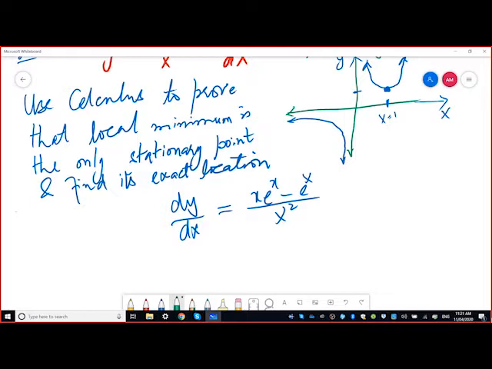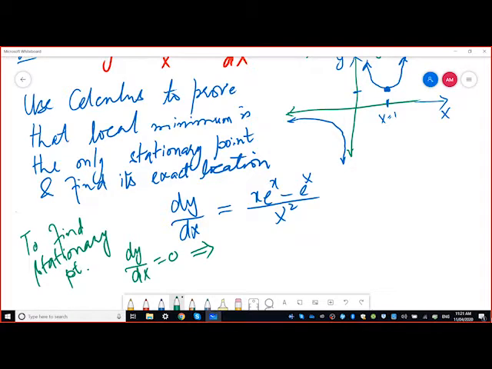So what you said was you will put dy/dx equal to 0, because for a stationary point we put dy/dx equal to 0. It means we would put x e^x minus e^x over x squared equal to 0. Can you simplify this equation and find what x is from here?